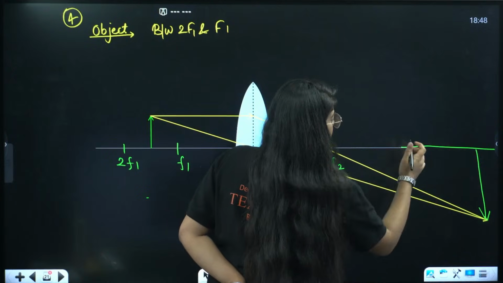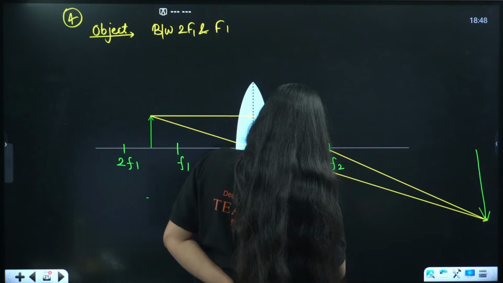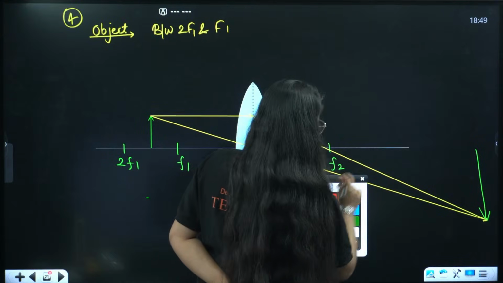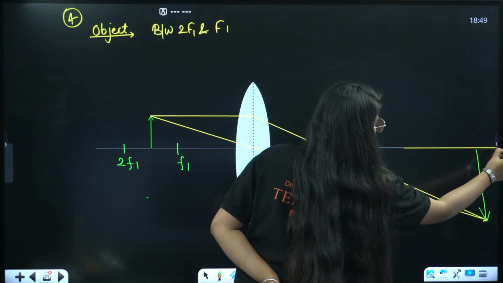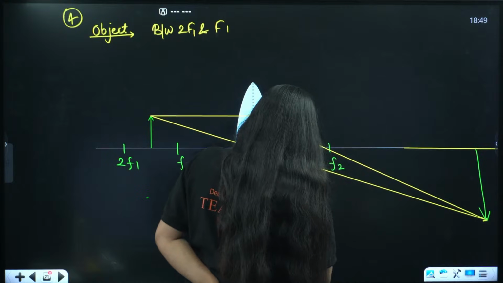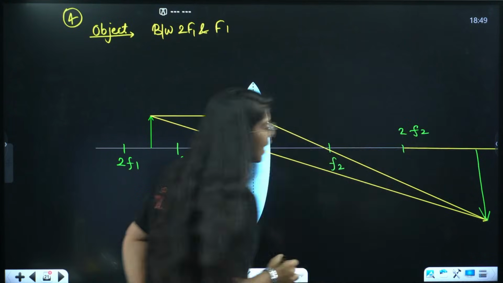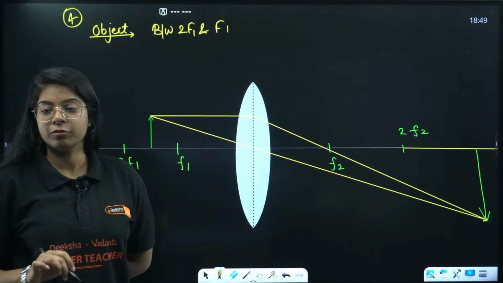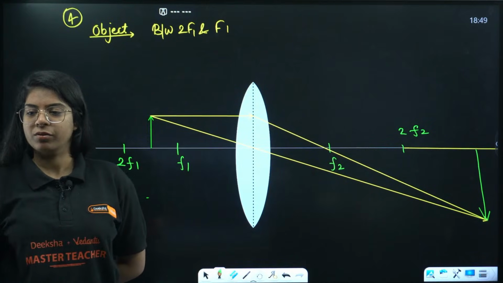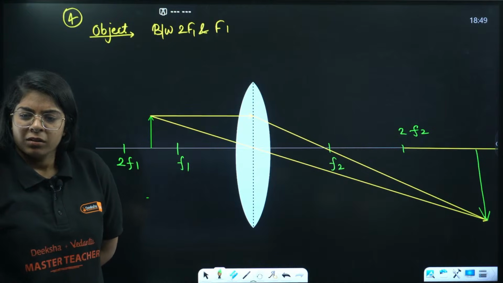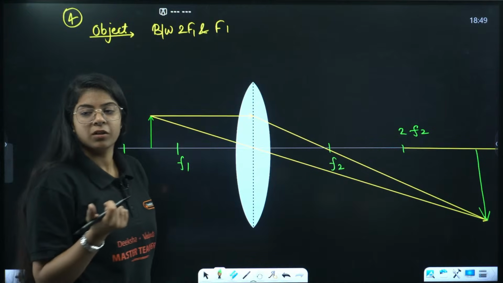You can make the 2f2 anywhere here. Okay? Because the image is formed beyond 2f2, you can write 2f2 here. And the image is formed beyond 2f2, behind 2f2. Very good. Good.